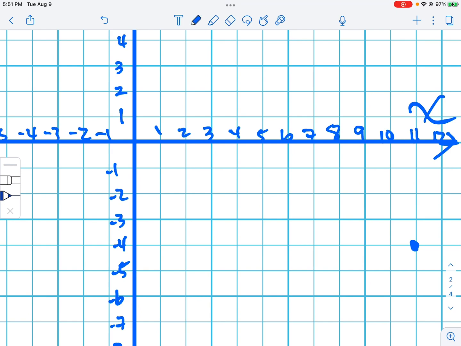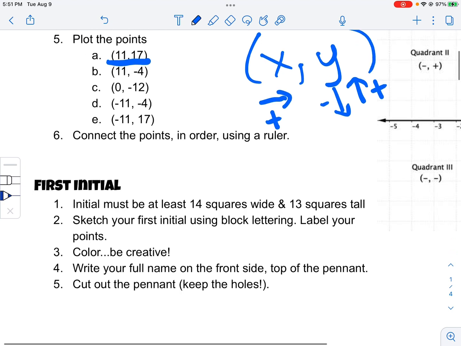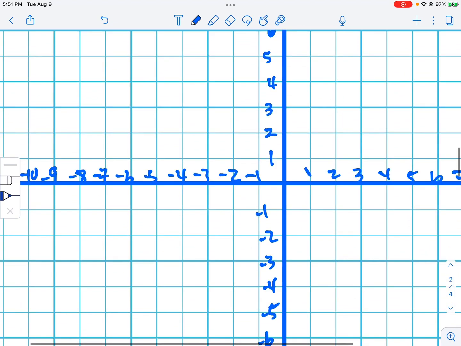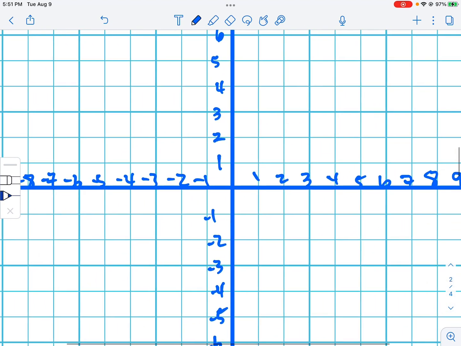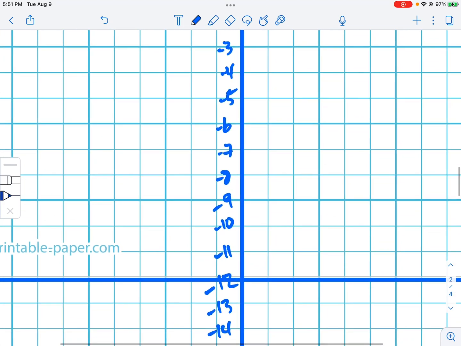And 11, negative 4. So I plot that point. Then I have the point 0, negative 12. So right and left, I don't go anywhere because it's 0. But it says I'm going to go down to negative 12. So that's this point right here. And that's the point 0, negative 12.